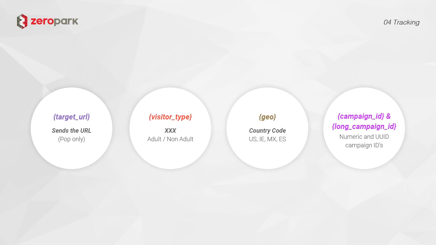And lastly, the campaign ID and the long campaign ID. So if you need these for your network, you can have these also installed onto your tracking. There is also another token for campaign name, just in case you need to set that up with your tracker as well, just in case it gets a bit confusing.